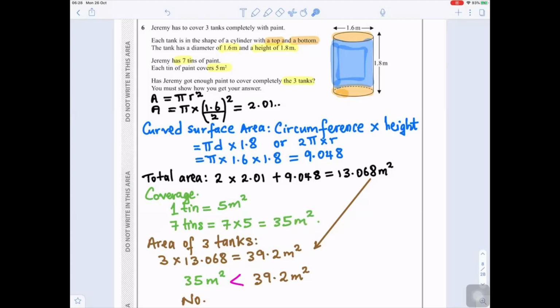But now Jeremy has 3 tanks. So it will be 3 times 13.068. That means 39.2 meters squared. 35 meters squared is smaller than 39.2 meters squared. So Jeremy hasn't got enough paint to cover the 3 tanks. So the answer is no.